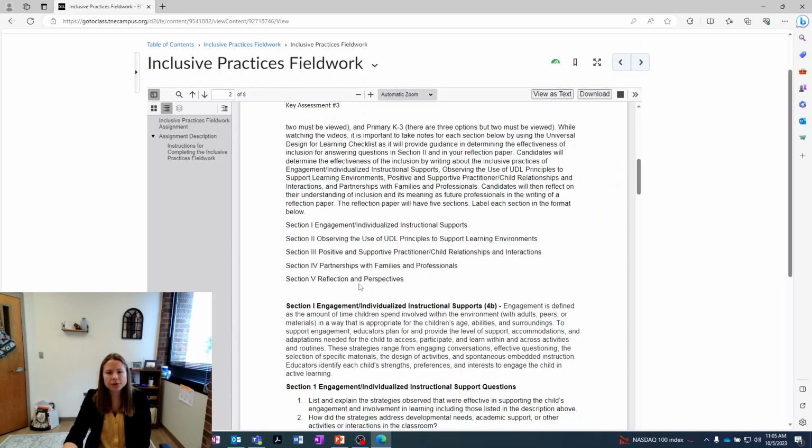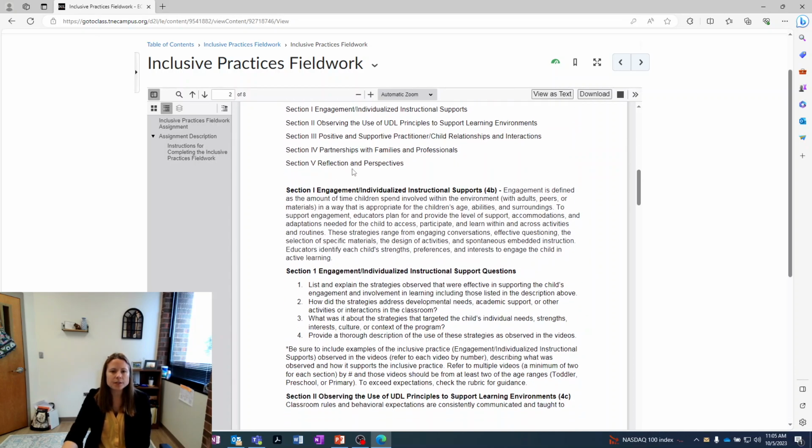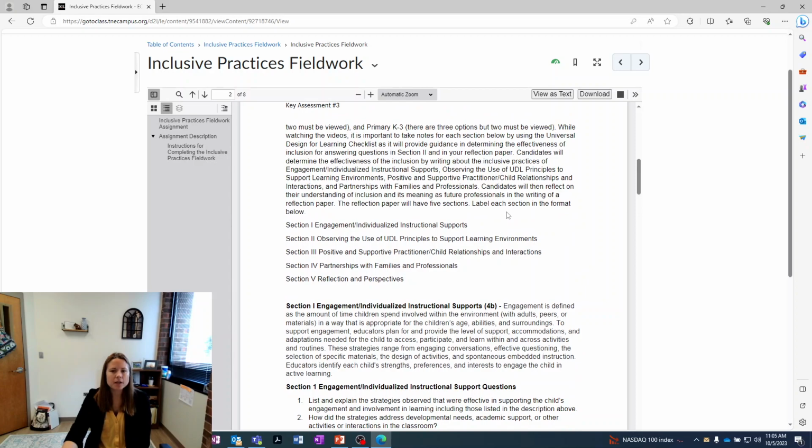Now, the reflection paper you're going to write has 5 sections. You've got section 1, 2, 3, 4, 5. And you'll notice they are labeled as those sections in the UDL principles, right? So section 1 will be engagement, individualized instructional supports. Section 2, observing the use of UDL principles to support learning environments. Okay, and then you have the other 2. The last section is going to be your reflection and perspectives. So please make sure you label your paper in this format below, okay?